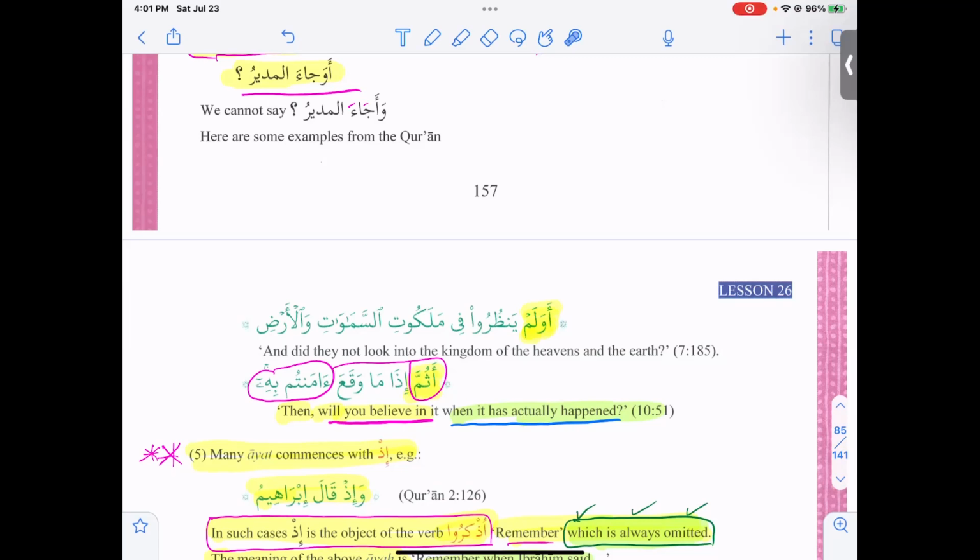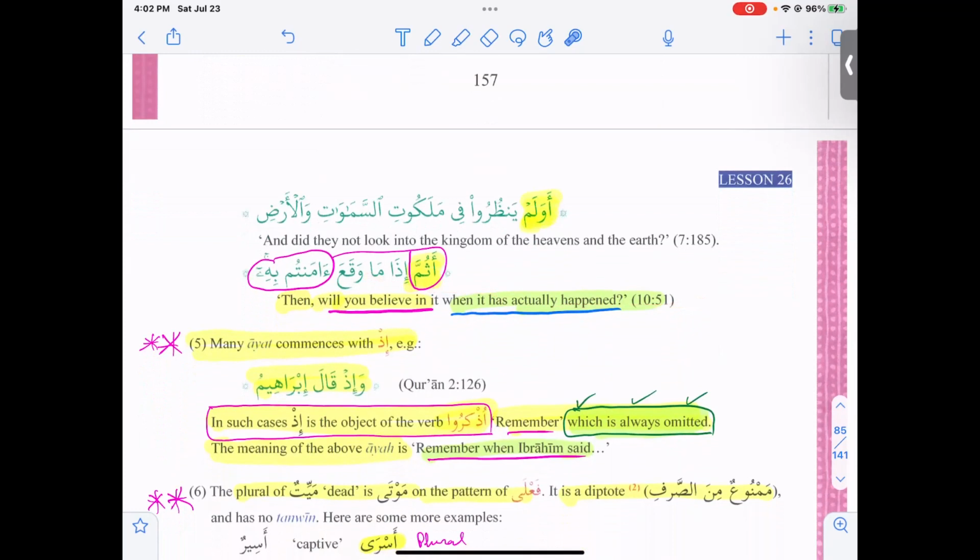But now, here is the beauty of it. Nobody can make anything like this but Allah subhanahu wa ta'ala. Athumma idha ma waqa'a amantum bihi. Then will you believe in it? This is coming in English first. And then will you believe, amantum bihi? Idha is the when it has actually happened. Now that is the translation, but I'm trying to explain to you that then will you believe in it comes first in English. Idha ma waqa'a, when it has actually happened, that is done.